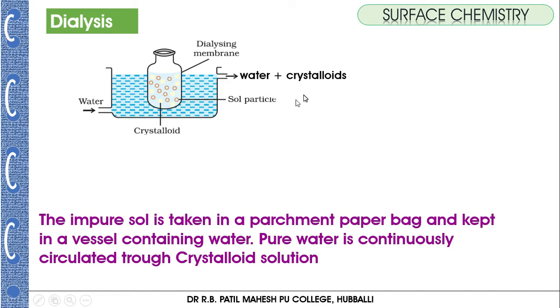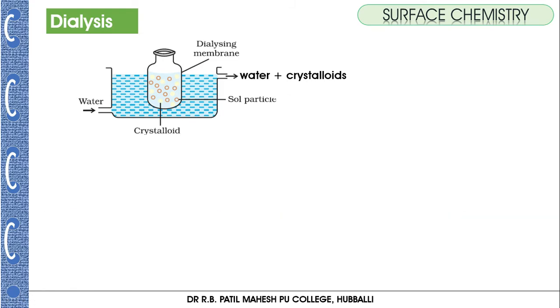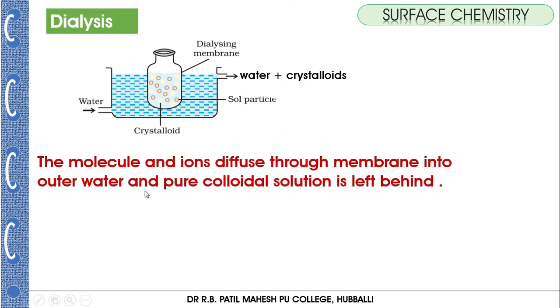Okay, let us understand that once again. The impure colloidal solution is taken in the parchment paper or a bag and kept in a vessel containing distilled water. Pure water is continuously circulated through this. We are going to circulate this water supply continuously. This is water in and this is water out. Now what happens? The molecules and ions diffuse through the membrane into the outer water, and pure colloidal solution is left behind, and these ions or molecules are carried away by the running stream of water. So this is how we remove the impurities present in a colloidal solution.